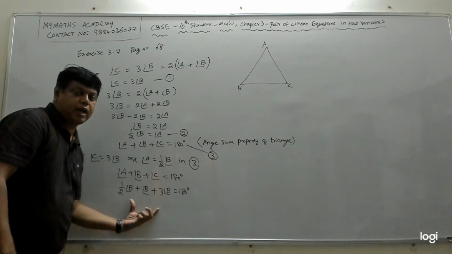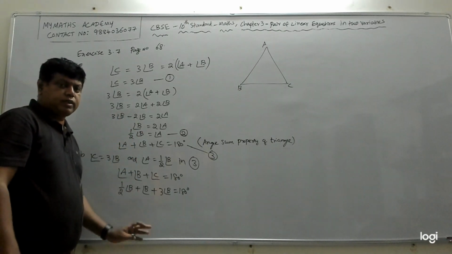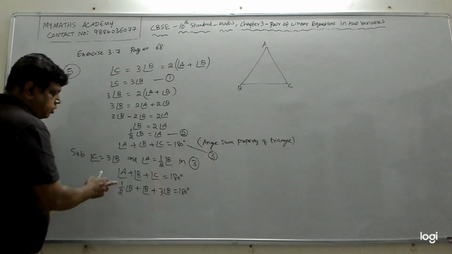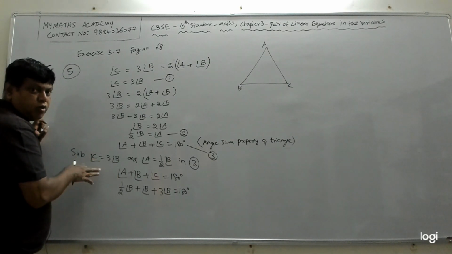Everything in terms of angle B. There are multiple ways to do this. This is one of the easier ways. You need to eliminate the variables. So we have eliminated, we are actually following the substitution method.